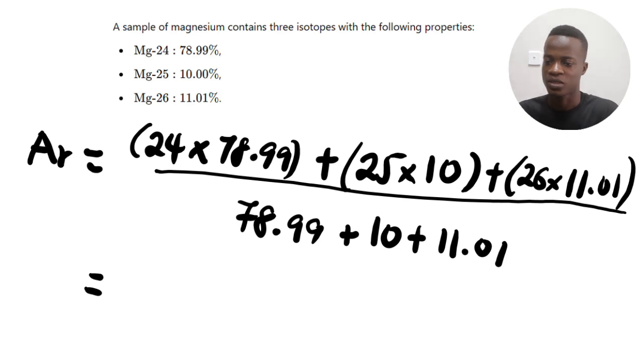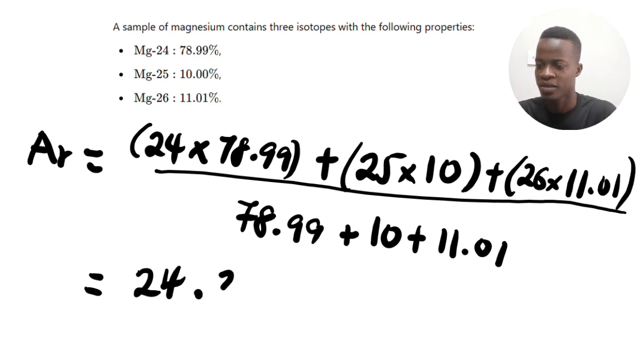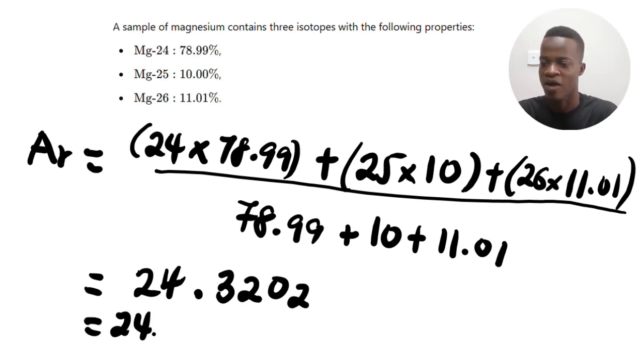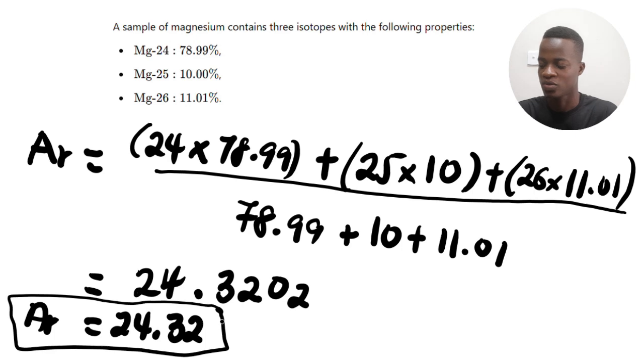So if you do this, we put this in a calculator again. When I did it, I got 24.3202. There is no unit, so you can stop at 2 decimal places and say you have 24.32. So 24.32, that's the answer, the relative atomic mass of magnesium.